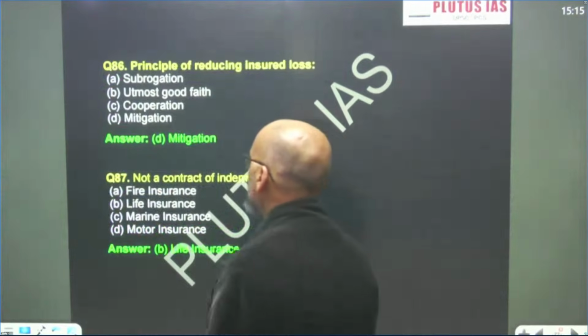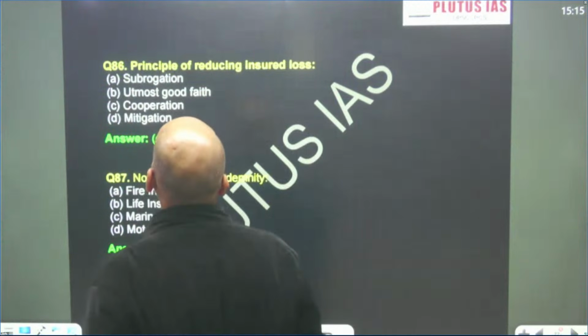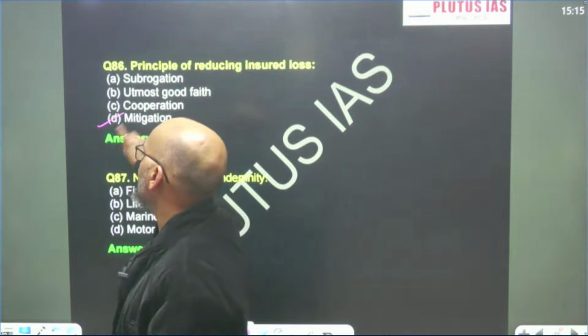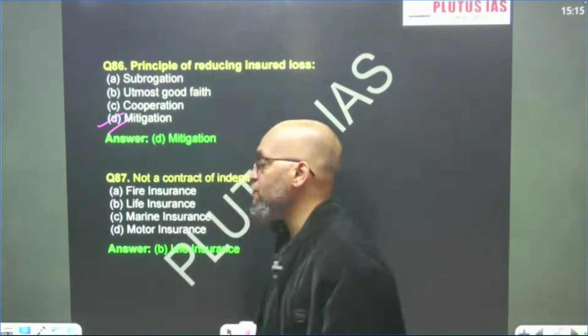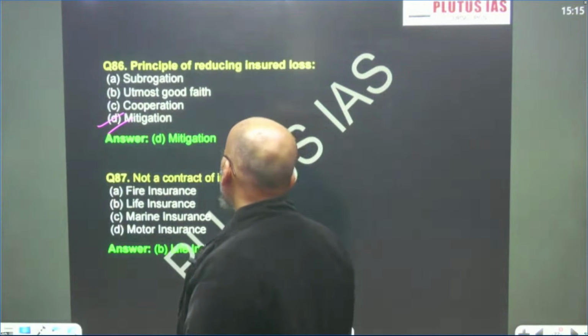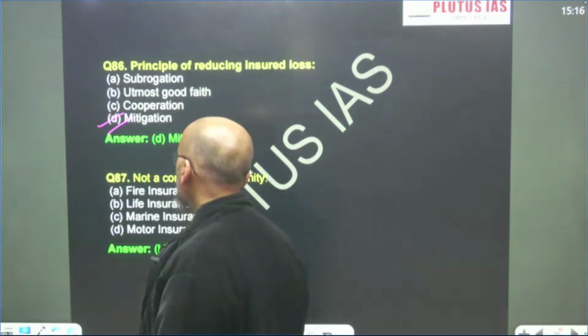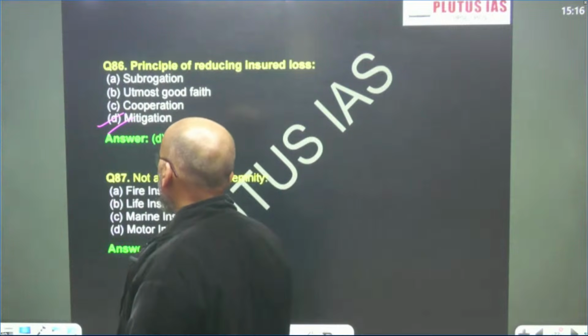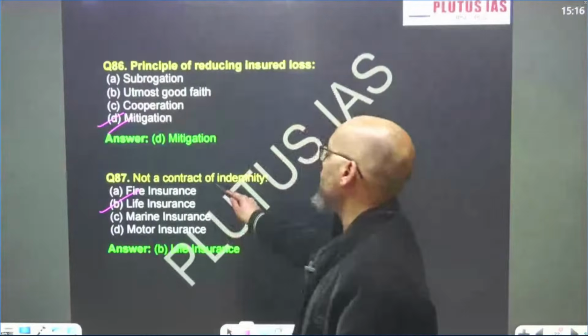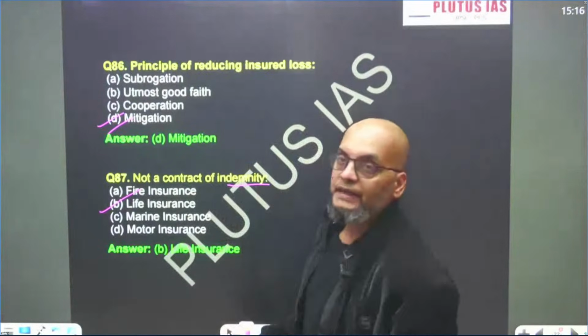Option D. Question 86. Principle of reducing insured losses is subrogation, utmost good faith, cooperation, or mitigation. You mitigate it, it gets reduced. 87. Not a contract of indemnity: fire insurance, life insurance, marine insurance, or motor insurance. Life insurance. It is saying contract of indemnity, right?